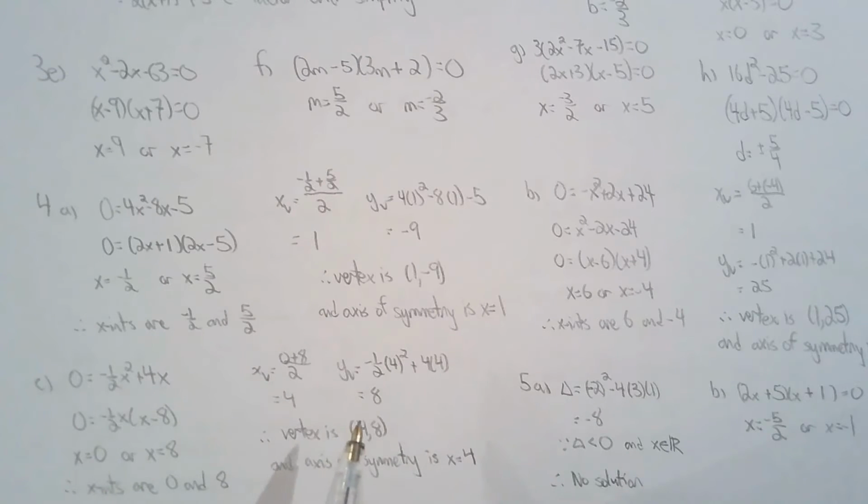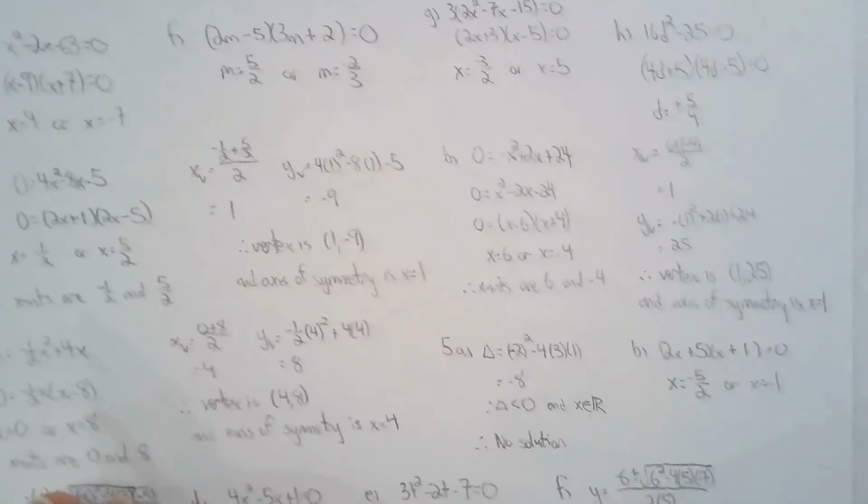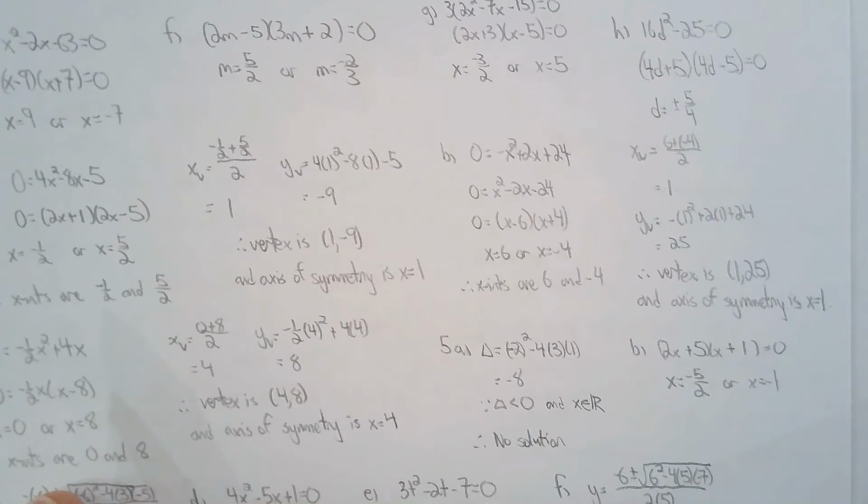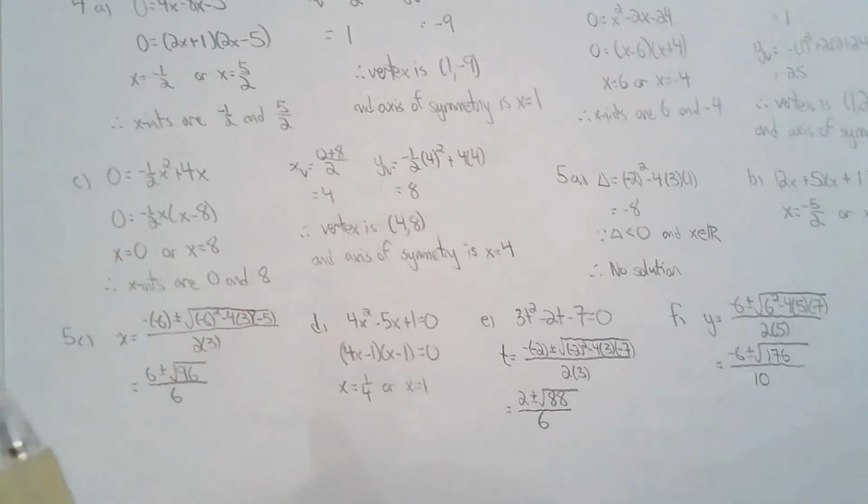Find x-intercepts first, well, factor, get the zeros, then get the x-intercepts. Once I have the zeros, I can also get the vertex and the axis of symmetry. So it was quite a bit of work, but it wasn't challenging. Okay, so what about 5?